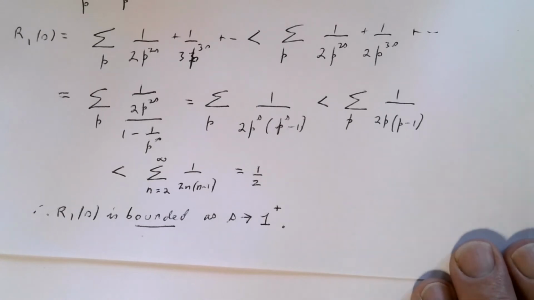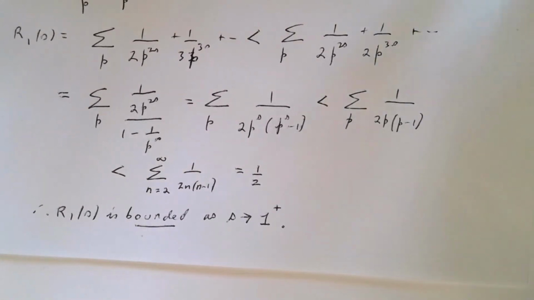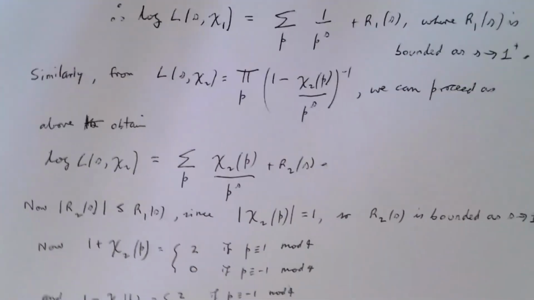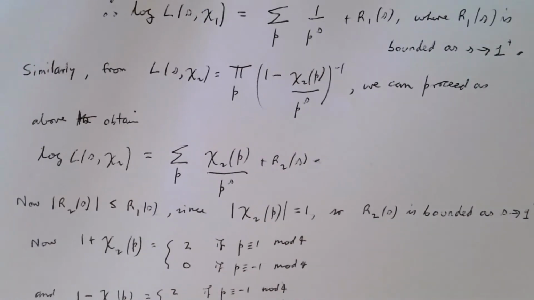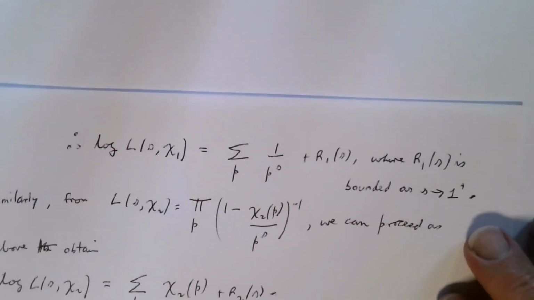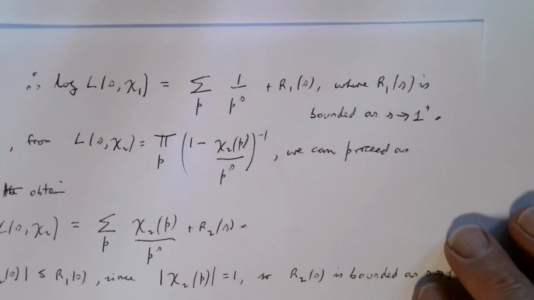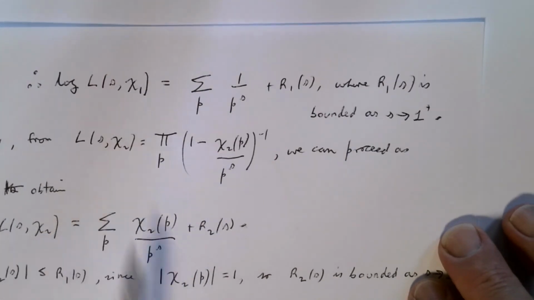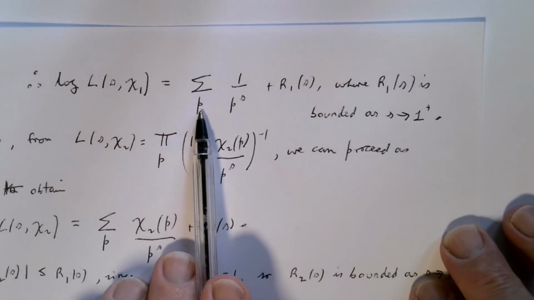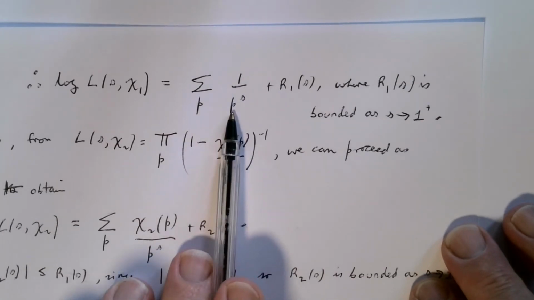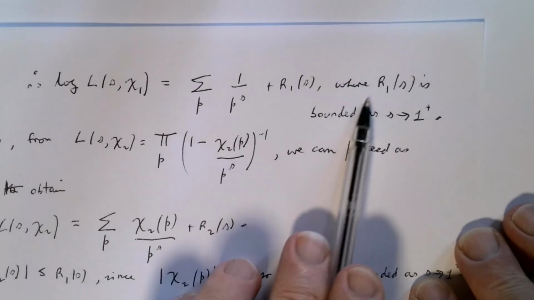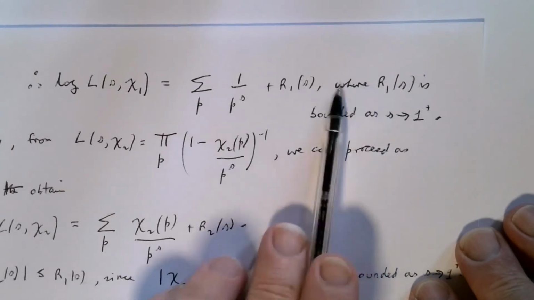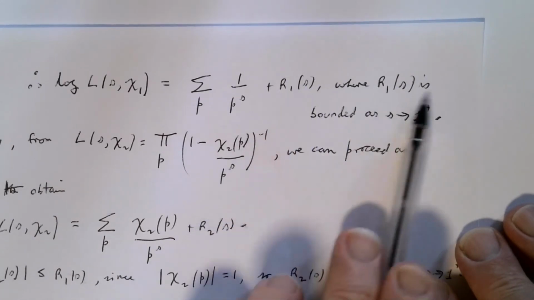Now let me put all that together and summarize that. So summarizing this, we now have that the log of L of s and chi1 is the sum over the primes of 1 over p to the s, plus R1 of s. So this remainder term is bounded as we go to 1.